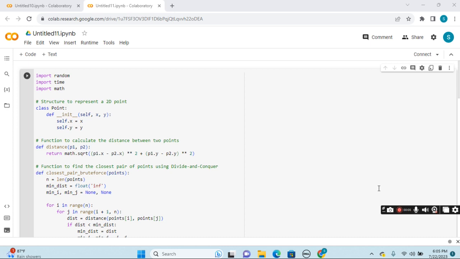Hello, this is Nikhil and I'm here to explain the complexities of different algorithms by solving a problem. The goal is to find the closest pair of points using brute force and divide and conquer algorithms.